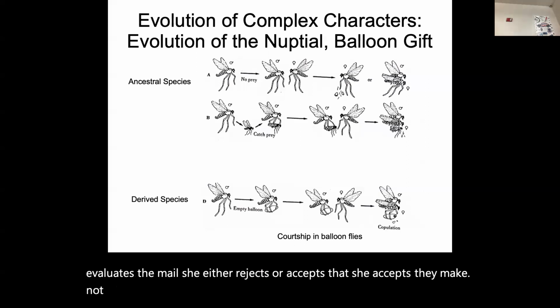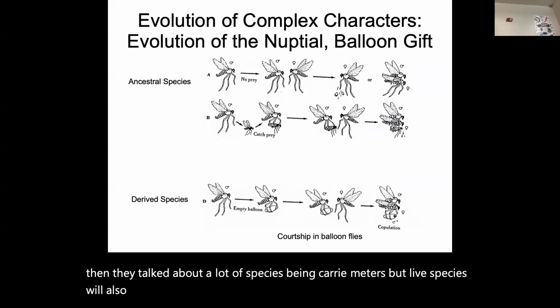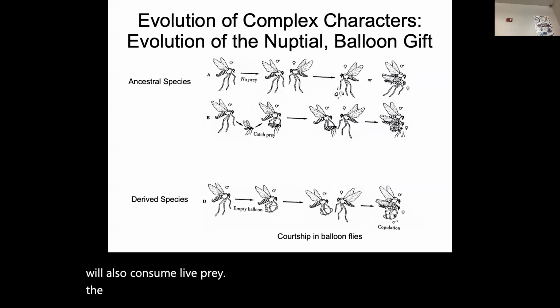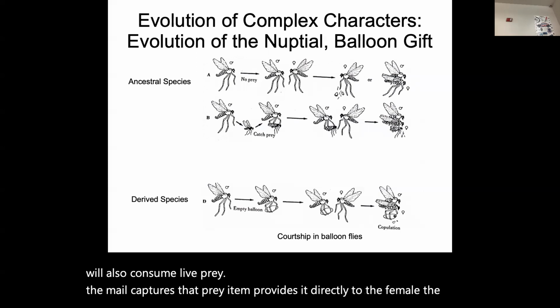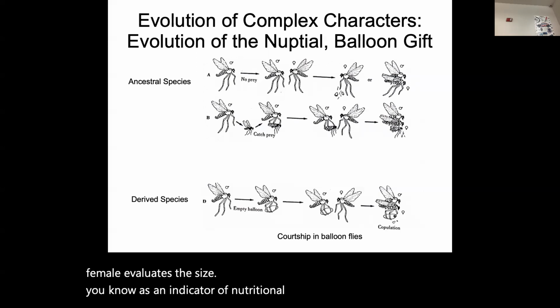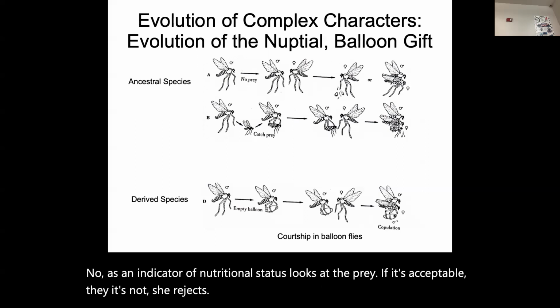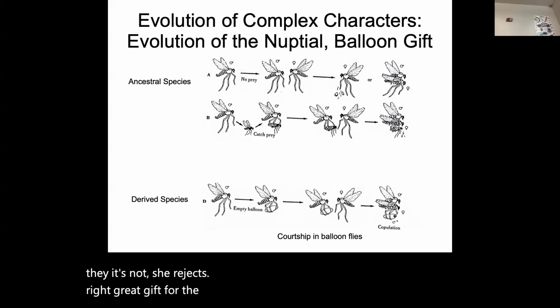Nuptial gifts came in, and this is the most common form, where a male captures a prey item. Now, again, they talked about a lot of the species being carrion eaters, but a lot of species will also consume live prey. The male captures that prey item and provides it directly to the female. The female evaluates the size, as an indicator of nutritional status, and looks at the prey. If it's acceptable, they mate. If it's not, she rejects him.